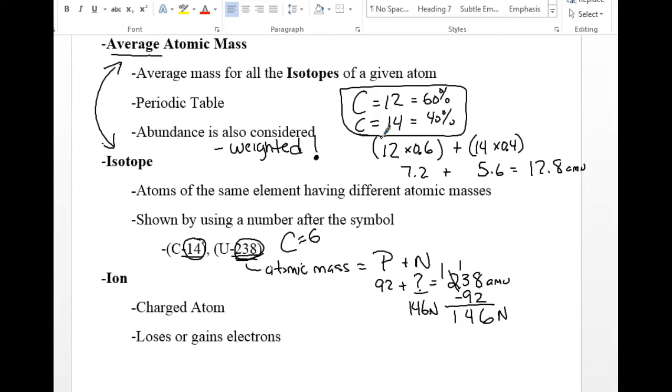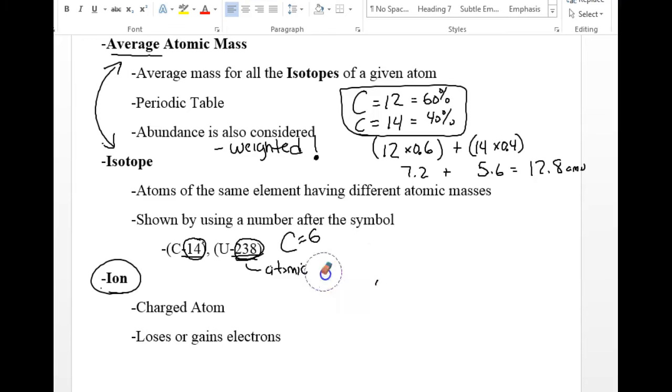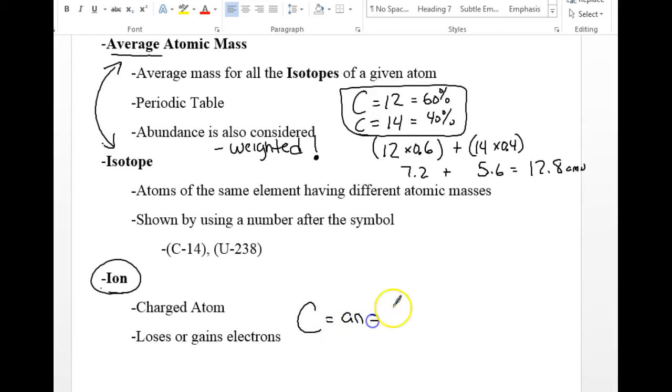So the last one is an ion. The last word is ion, and that's a charged atom. And this is an atom that loses or gains electrons. So if we went back to the carbon example, we're going to erase this one. So if we go back to the carbon, on the periodic table you have carbon. It has an atomic number of 6.